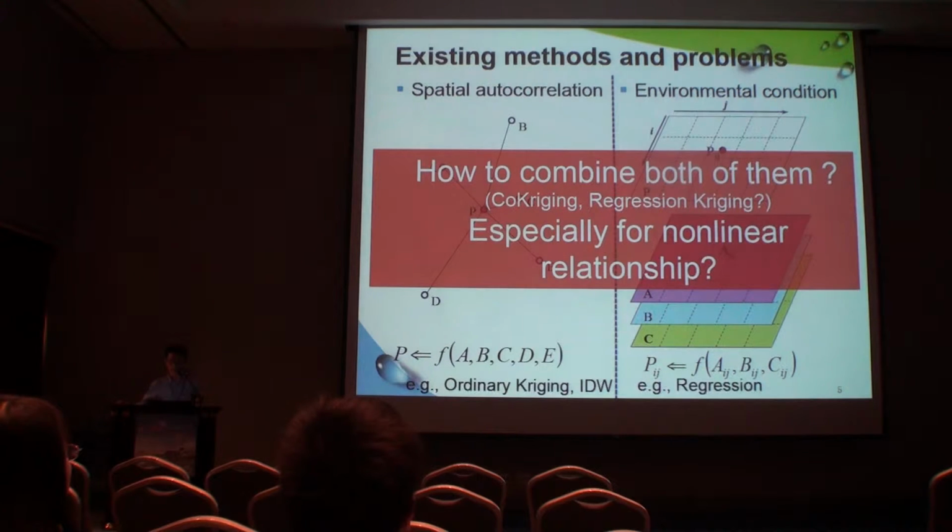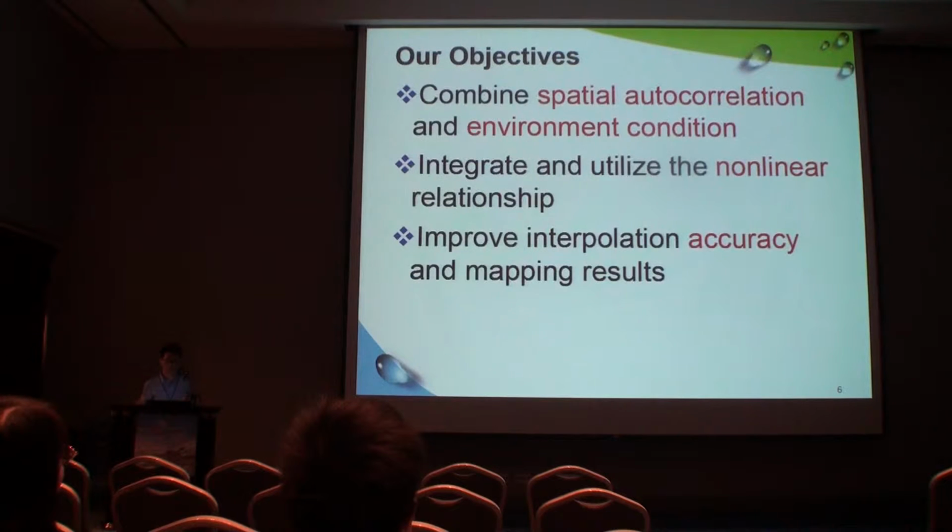But here's the question: how can we combine both of them to improve our accuracy? Some methods such as ordinary co-Kriging and regression co-Kriging try to combine both of them, but these methods have shortcomings, such as they cannot handle the nonlinear relationship. So how to combine both of them, especially for the nonlinear relationship, is the main objective of this research.